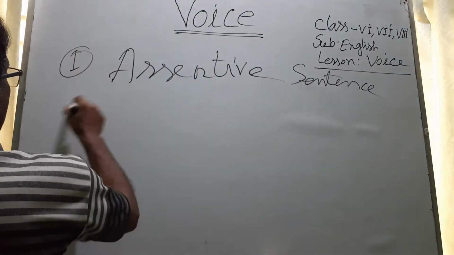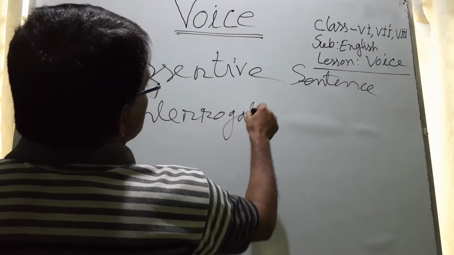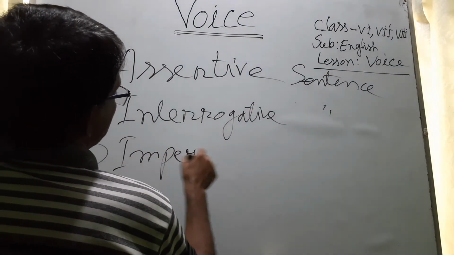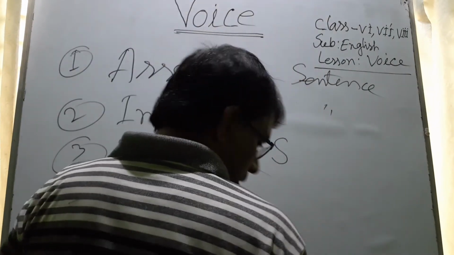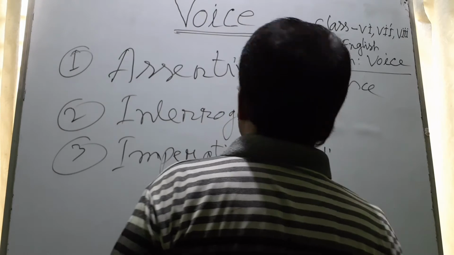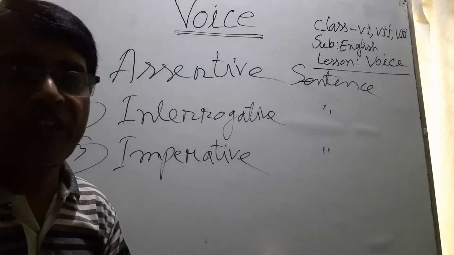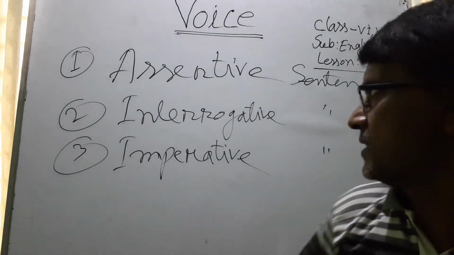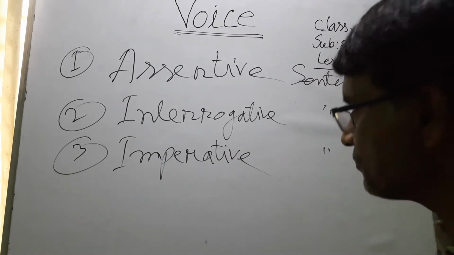Number one. Number two, interrogative sentence. Number three, imperative sentence. Yes, students, I again say voice change is done for three kinds of sentence. They are assertive sentence, interrogative sentence, and imperative sentence.